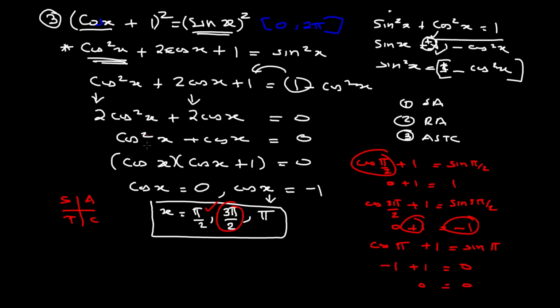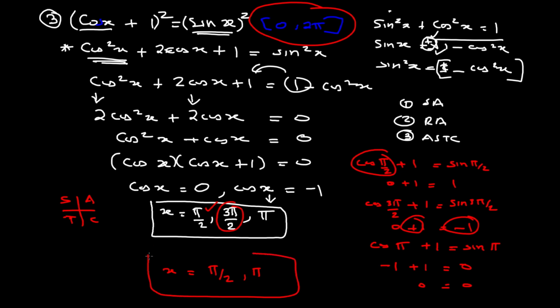So our final answer, therefore, is going to be x is equal to pi over 2 and then pi. That is within this range. Okay. So that's what we have here. Right. So this is how you solve questions like this.